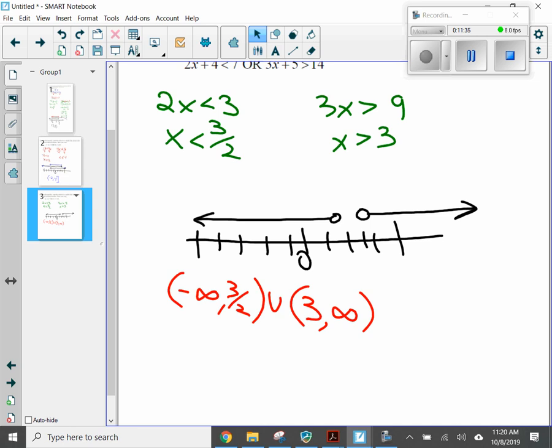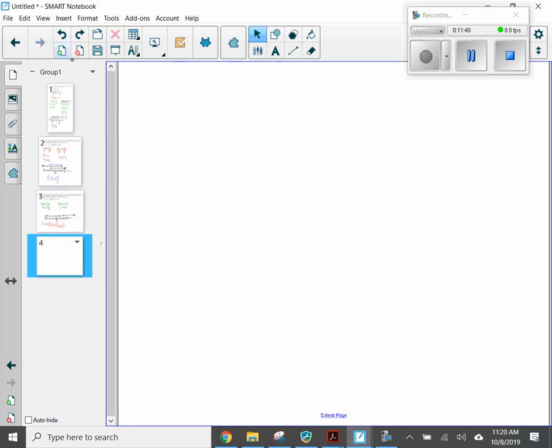Well, this is an interesting question. Okay, and this comes up, right? Do I only write union when it's an OR? I write union when I have two solutions. So actually, let's talk about that in relationship to the next problem, which was using complete sentences to summarize the differences between AND compound inequalities and OR compound inequalities.